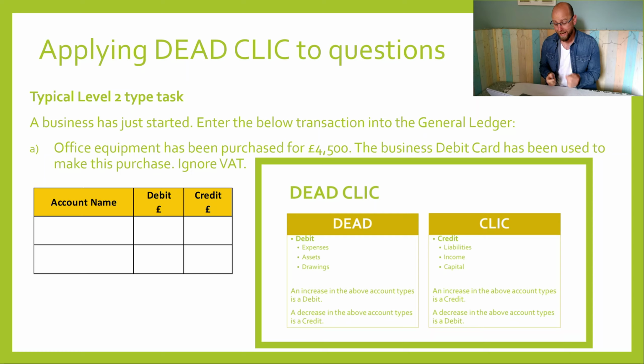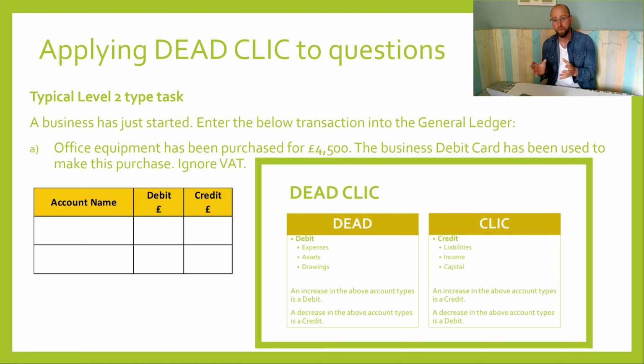We've got office equipment has been purchased for £4,500. The business debit card has been used to make this transaction. Ignore VAT, just to try and make things a bit simpler. So when we look at a transaction like this, another area where students may struggle is understanding which account names to use. Now, especially at level 2, they generally make this quite straightforward. They will give you the account names within the question.